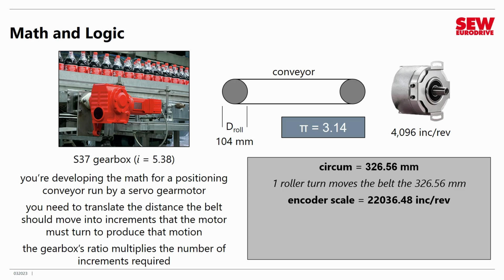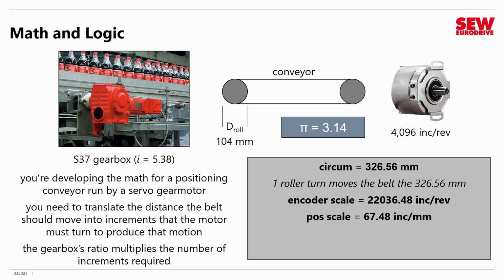Otherwise, we're going to get rounding problems and our positioning will be less than accurate. So we keep all our fractions at this point. Now, our positioning scale, remember, is just the encoder scale divided by the circumference. So we take 22,036.48, divide by 326.56, and we get 67.48 increments per millimeter.